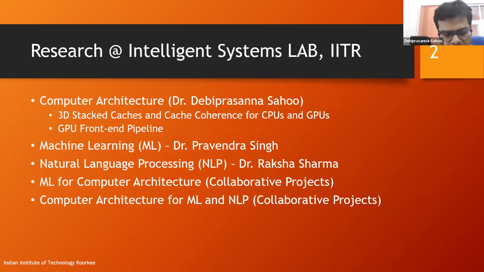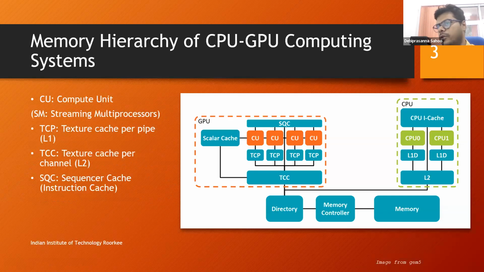I look at the next generation 3D stack caches, and the coherence protocols associated with CPU and GPU systems. I also look at the GPU front end pipeline architecture. For both of these, I mostly look at formal modeling and verification, and the performance and performance verification side. Apart from that, Professor Pravendra Singh and Raksha Sharma work on machine learning and natural language processing. And we do have some collaborative projects where we work on ML for computer architecture and computer architecture for ML and NLP. So we should jump into today's agenda, which is regarding cache coherence protocols.